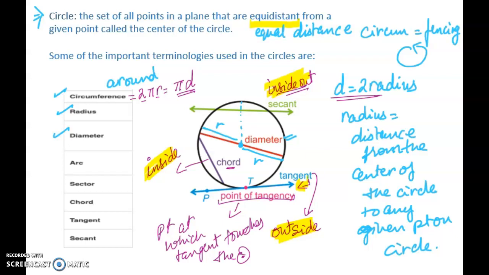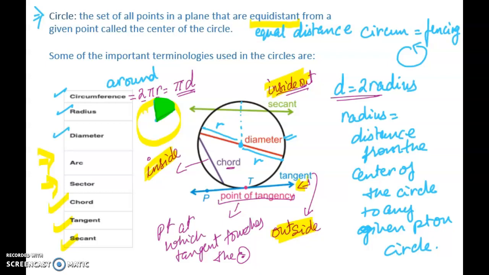Now, let's talk about other things. Arc, sector. We have talked about chord, tangent, and secant. What is a sector? A sector is one portion of the circle. Let's draw a circle. Let's say I want only one slice of pizza. This one slice of pizza that we are talking about is only one portion, right? One sector, one part.